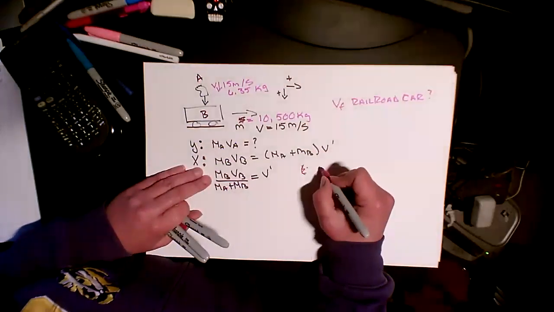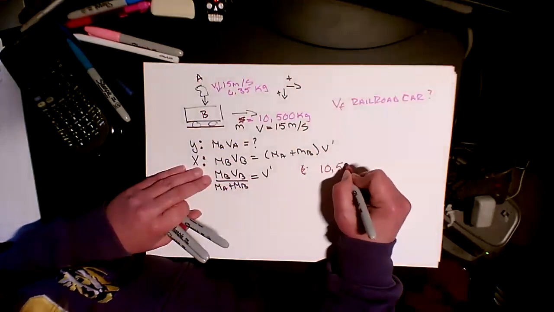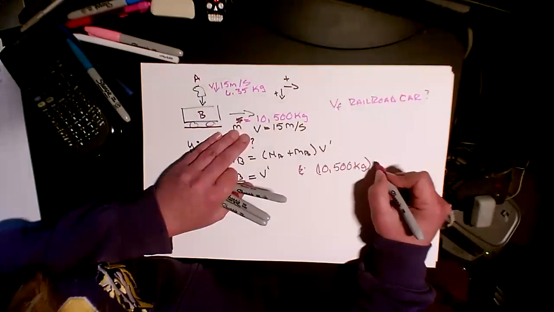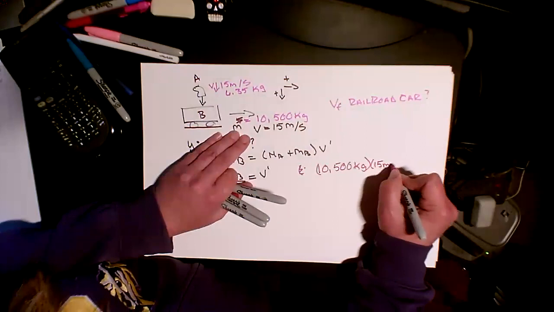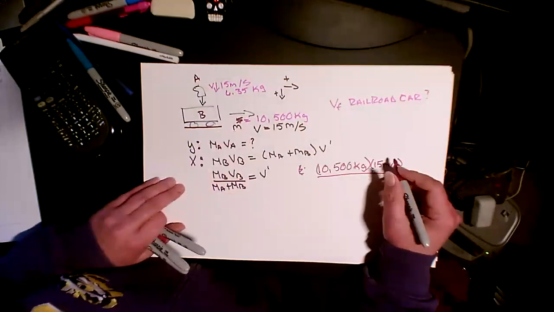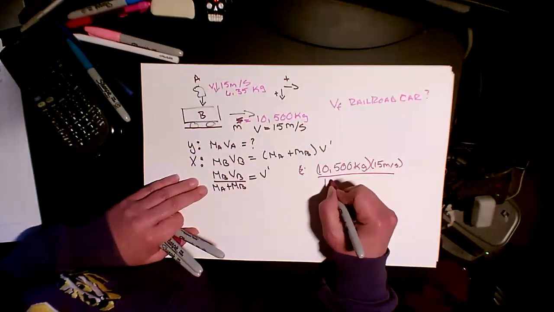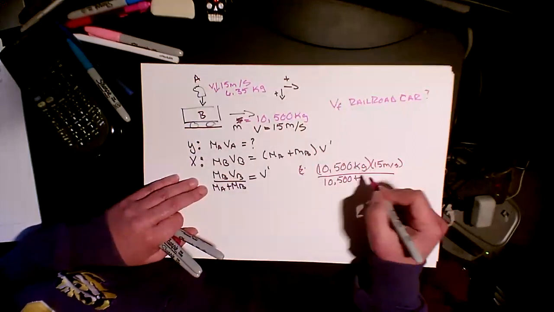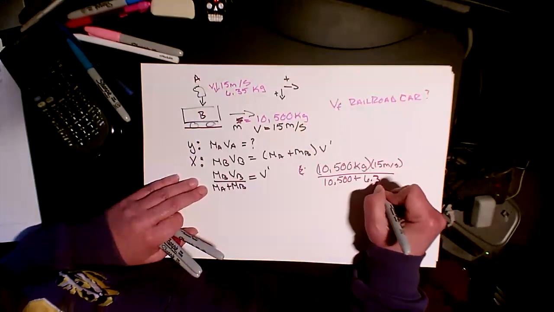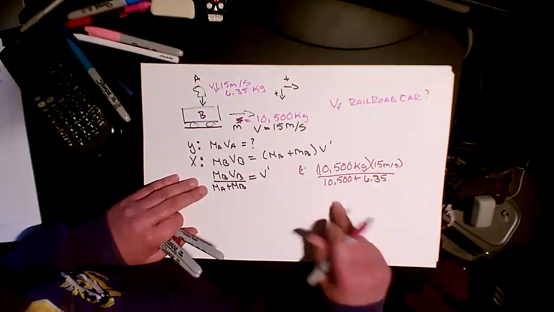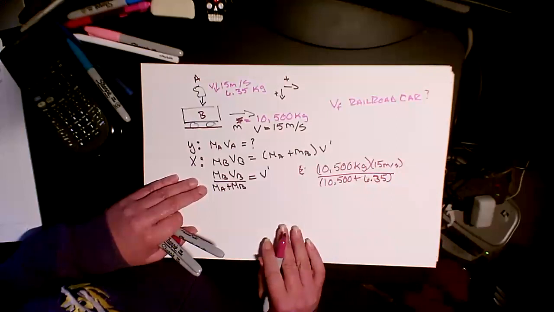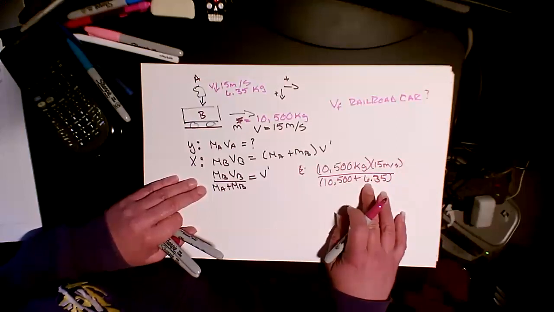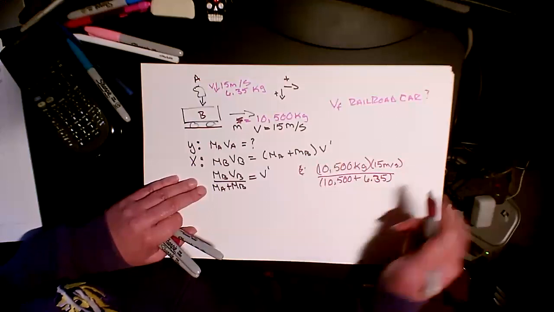So I can write that out, that I have my mass A, 10,500 kilograms, times its velocity of 15 meters per second, divided by the sum of the masses, so 10,500 plus 6.35. And let me ask you this, can I cancel out these 10,500s? The answer is no, because this is a sum down here, not a product. So those masses don't cancel out.